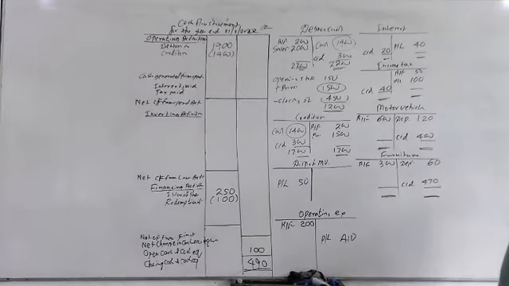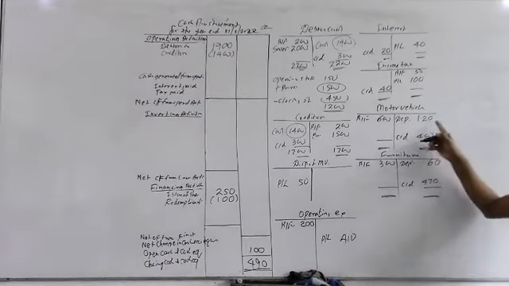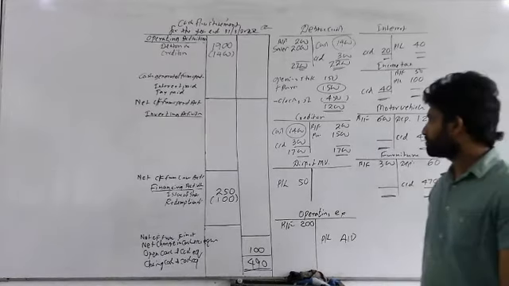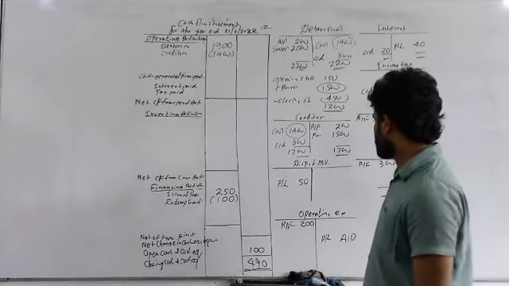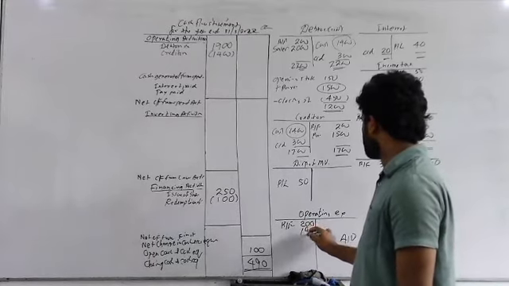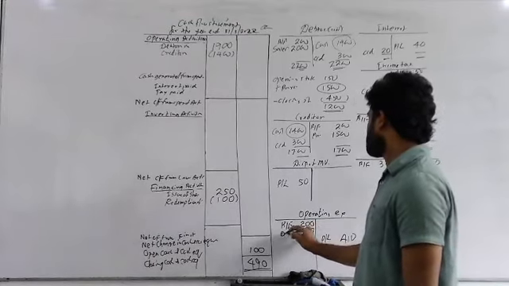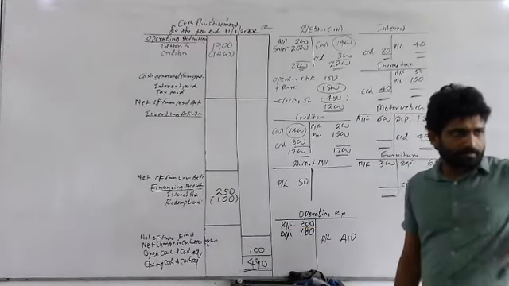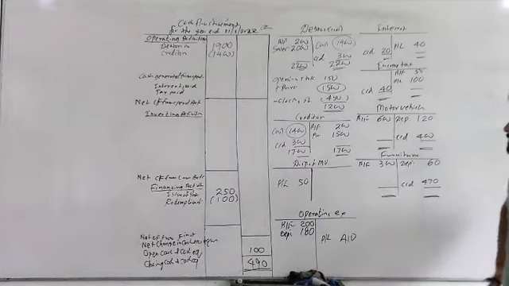Then altogether, depreciation is how much? 120 plus 60, that is 180. Where to take that? Operating expenses. 180 depreciation. Understand? Just depreciate those.